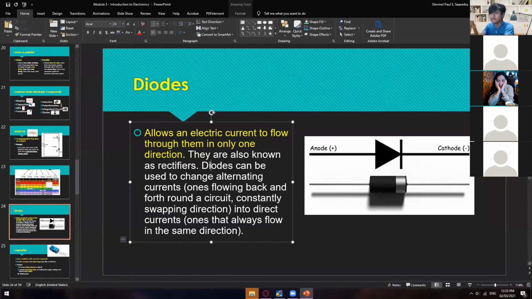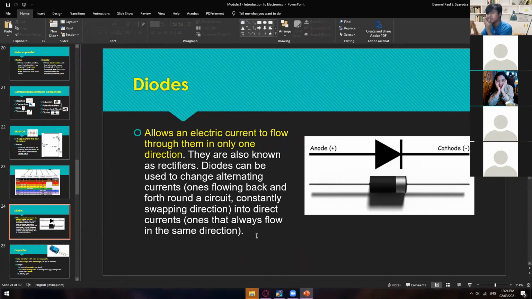Diodes can be used to change alternating current, which flows back and forth around a circuit and constantly swaps direction, into direct current, which always flows in the same direction. In your electronics class, they have discussed this one, so just go back to the notes that you have on your electronics if you forget how diodes work.